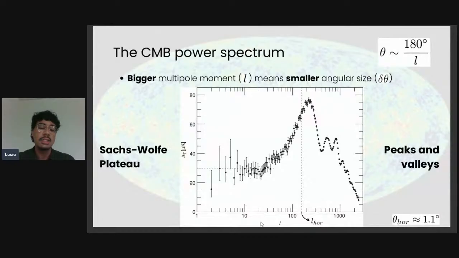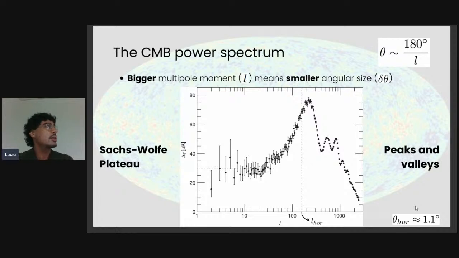So there's the plot where the x-axis is the L variable, called the multipole moment, and here it grows on a logarithmic scale. The bigger the L, the smaller the portions of the sky that you are comparing when computing the anisotropies of the CMB. In this graph there are 2 behaviors. One is before this vertical line, the L horizon. The L horizon is nothing but the L value that gives the angular size, theta horizon, that is precisely equal to that of the distance horizon of the universe at the time of the last scattering.